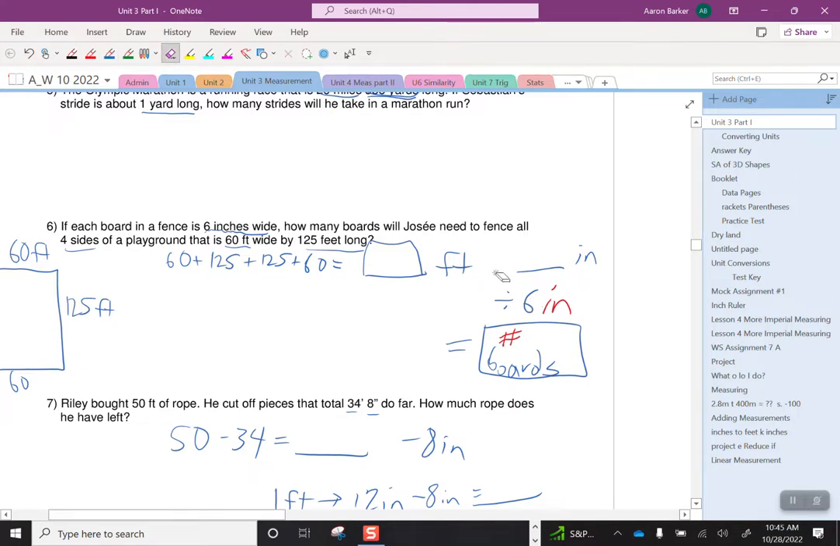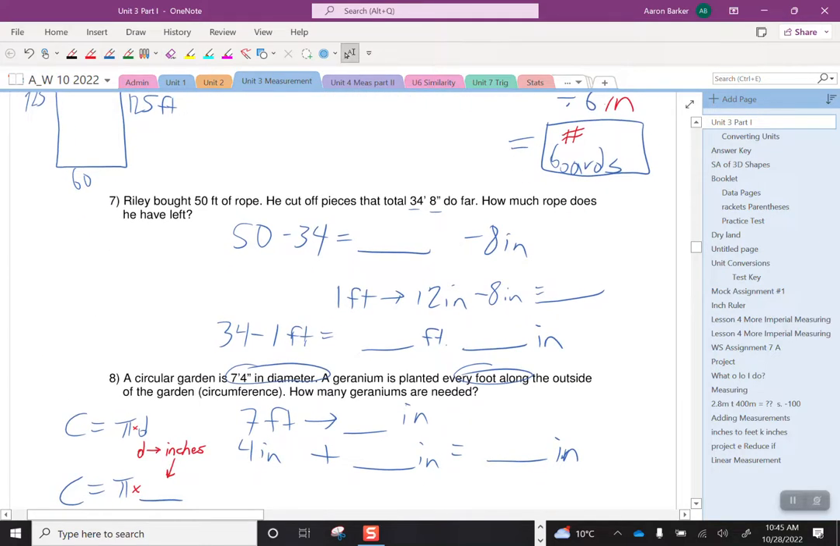That one's a little bit weird because you're talking about the distance around, but you're talking about the fence boards. And the fence boards, of course, stand straight up and down. So I understand why that one's a bit complicated. Next one with the rope.